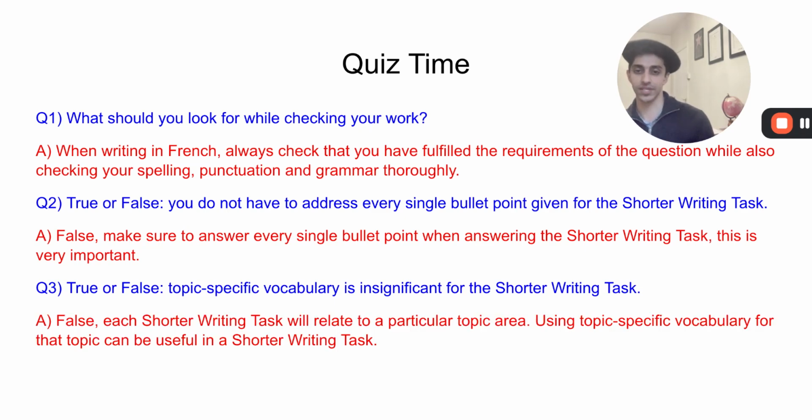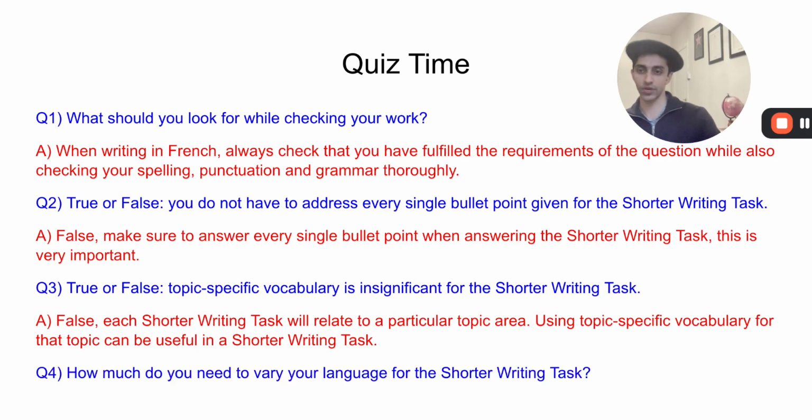Each shorter writing task relates to a particular topic area, of course. So using topic-specific vocabulary, of course, it's going to have to be relevant to that particular topic area that your shorter writing task is based on. It can be useful in a shorter writing task and can help boost your marks. If it's a topic area for which you don't know specific topic-related words, then that's okay. There are other ways to score marks, particularly for your shorter writing task, where accuracy is normally the key. But yeah, topic-specific vocabulary is certainly not totally insignificant and can be used to increase your marks.